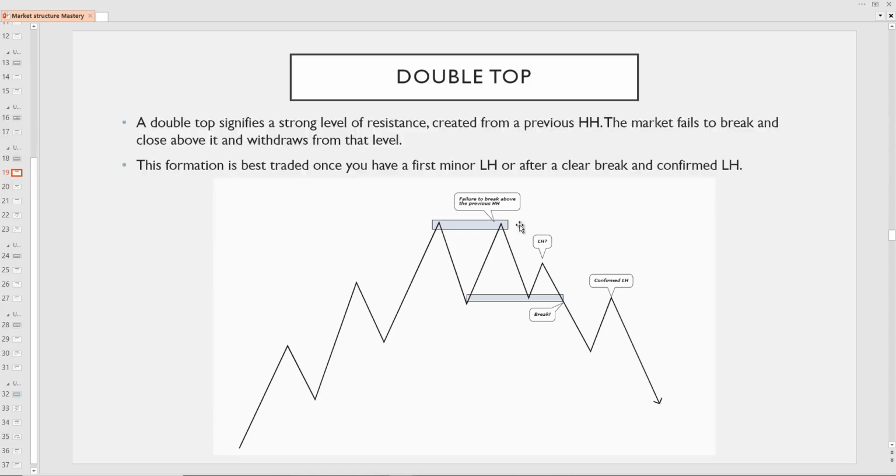We have an uptrend. The market fails to make a higher high. This is our first sign of the market failing to break, and we don't take a trade from here because we never know if the market is not just going to stop for a moment and then explode up again. The market pulls away. This is the withdrawal from the level. That is also important. You want to see a withdrawal from the level, not just a rejection. You want to see the market pull away from that level.